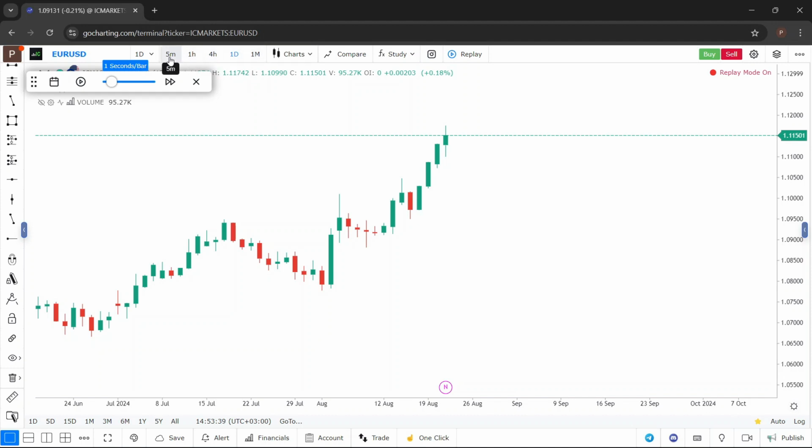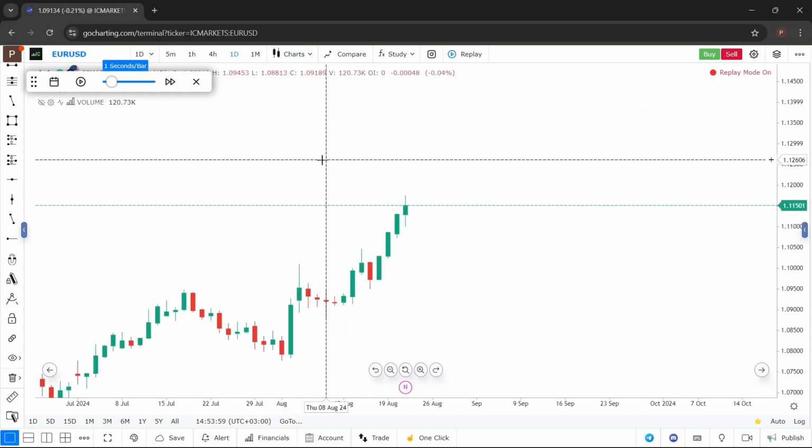Also the 5 minute, I don't play there a lot because it's a lower time frame. It's crazy and you don't want to be there, unless I'm refining my risk. So I like to start my analysis on the daily time frame.